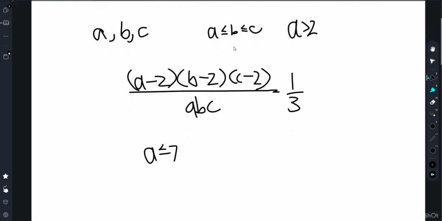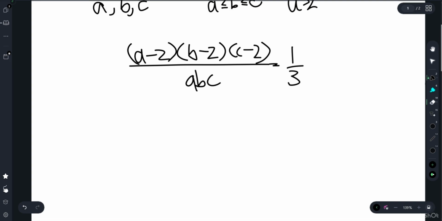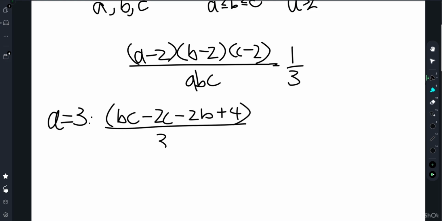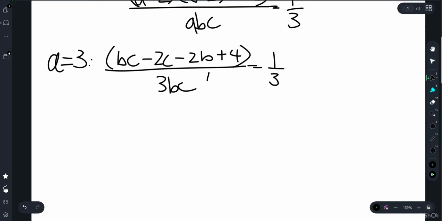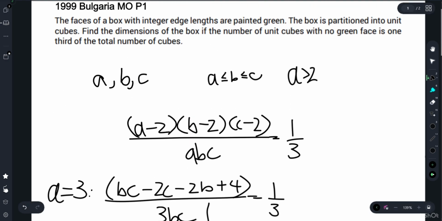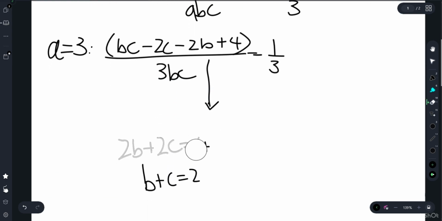So now let's test them case by case. Now we have A equals 3. If A equals 3, we have (BC minus 2C minus 2B plus 4) over 3BC is equal to 1/3. Multiplying 3 on both sides and multiplying BC over, and subtracting BC, we get that 2B plus 2C is equal to 4, or B plus C equals 2. This is impossible because we know that B and C both have to be greater than or equal to 3. So A equals 3 yields no solutions.